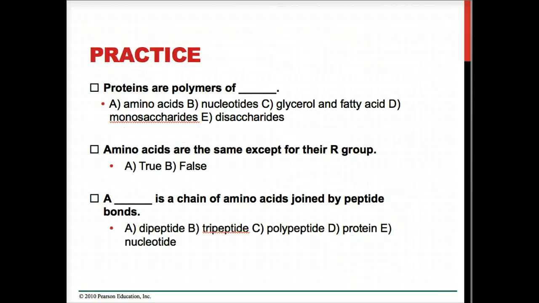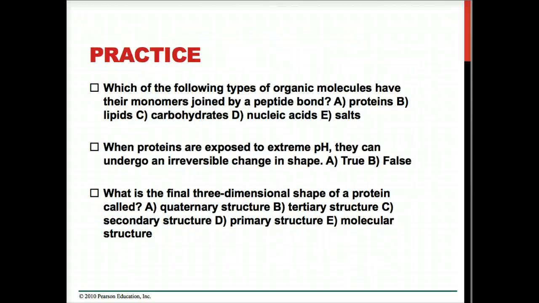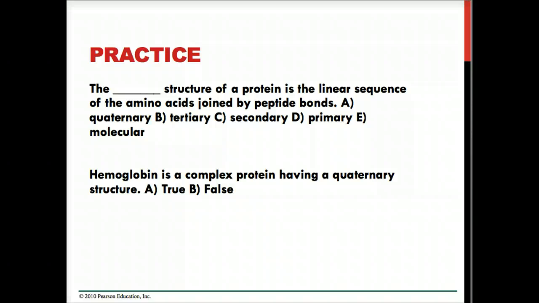Here are some practice questions. Pause, answer them.